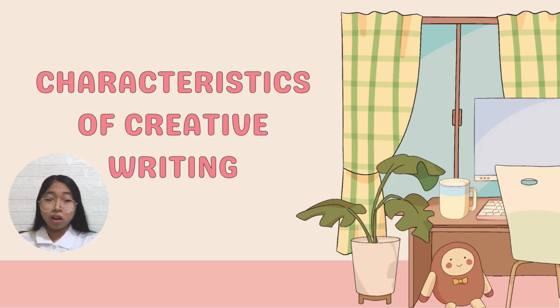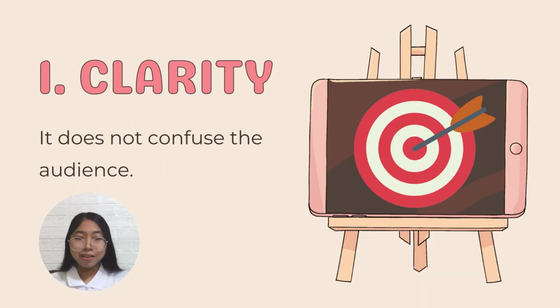Now, what are the characteristics of creative writing? In this part, we will discuss 5 of them: clarity, form, emotion, meaning and connection, as well as language. Clarity. The writing does not confuse your audience. This sounds so obvious, but you'd be surprised at the number of writers who think they have to be clever or coy or literary, which simply leaves the reader in the dark.